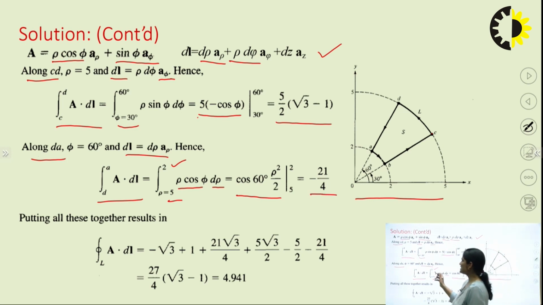Now put all these values together when you are solving AB, BC, CD, DA. Now here put all these values and you will get the result 4.941.